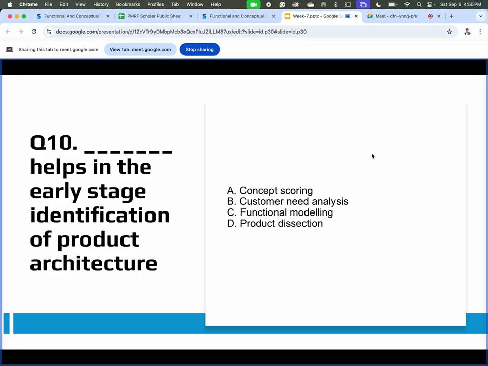Now moving towards the next slide, question number 10. Question 10 is about: dash helps in the early stage identification of product architecture.